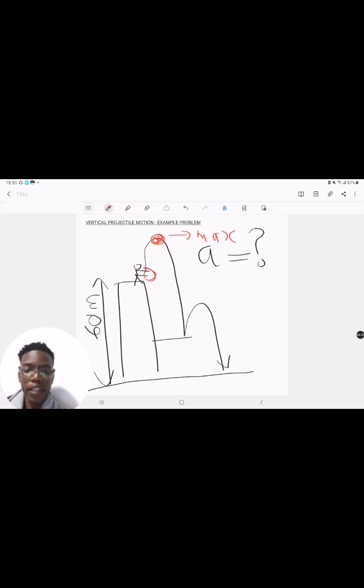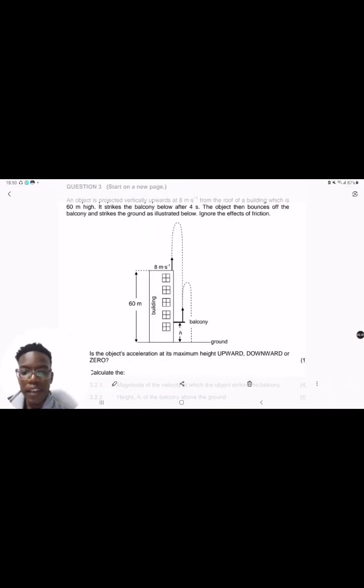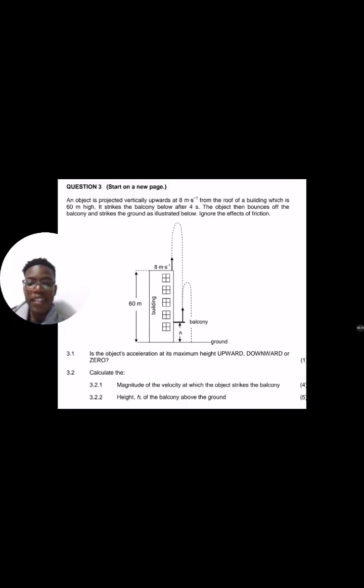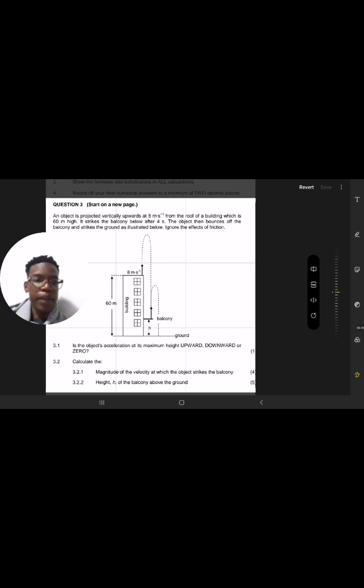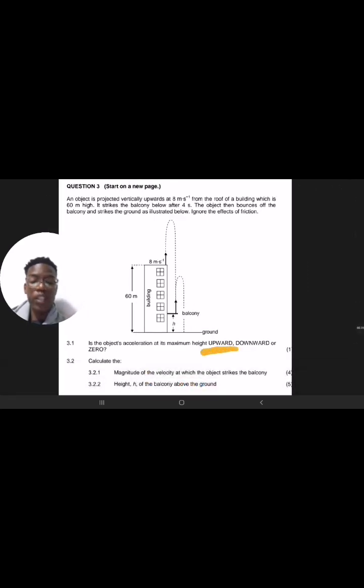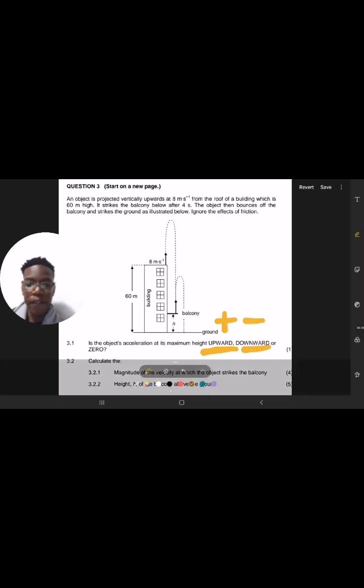So when it goes up and then reaches its maximum height, what is the sign of the object's acceleration? Is it positive, negative, or zero? That's what they mean. Okay, so for 3.1 there, if you look on the screen, is the object's acceleration at its maximum height upward? Upward means positive, right? Upward simply means positive. Downward means negative. Zero means zero. Zero doesn't have a sign, it's just zero, it's itself. So that's what they're basically asking you there.